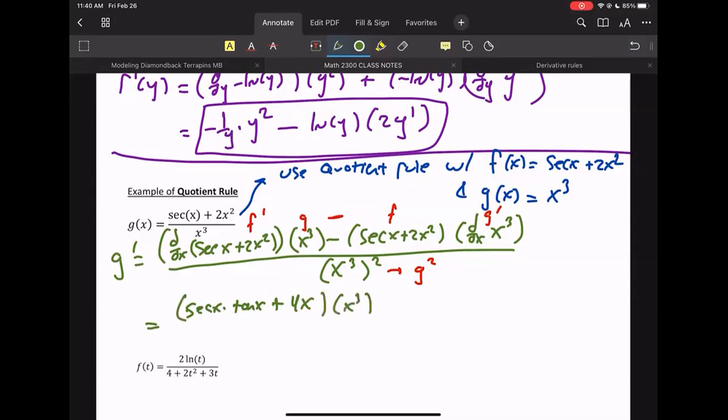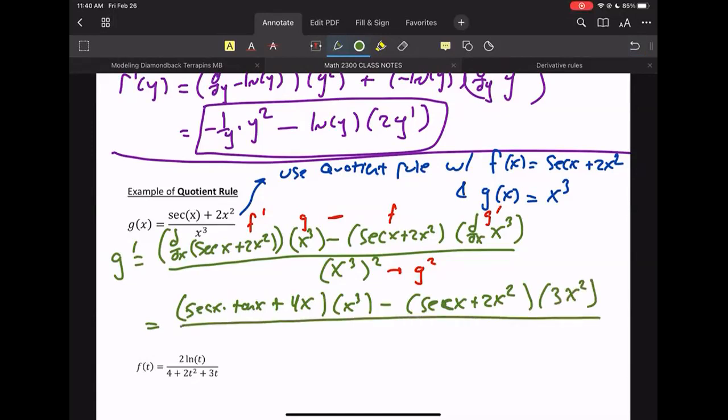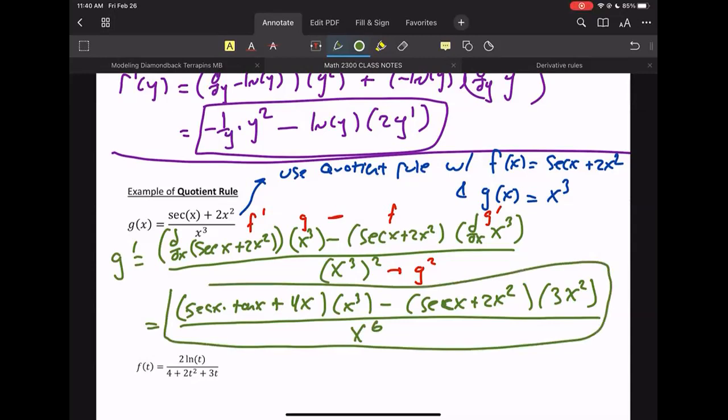Second part stays the same. And then the first part stays the same. And then the power rule on x cubed is just 3x squared. We might as well square the bottom out. So when you raise a power to a power, you multiply the powers. Not necessary that you do that, but easy enough to do.